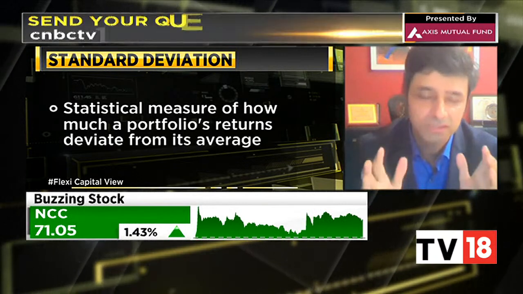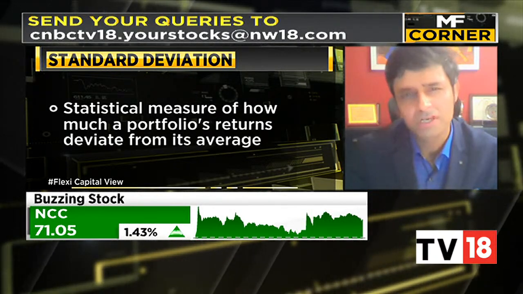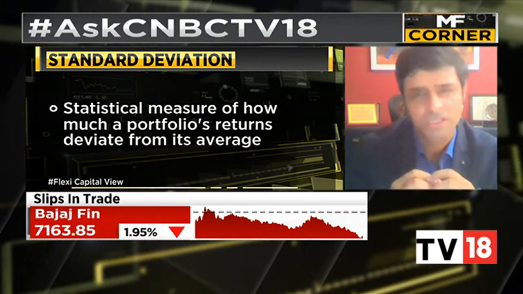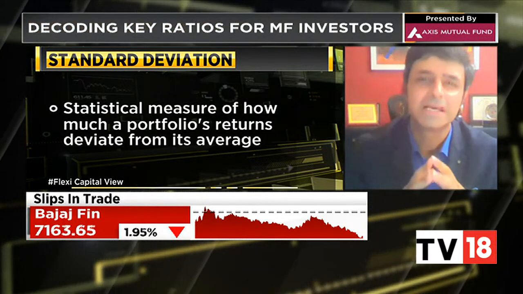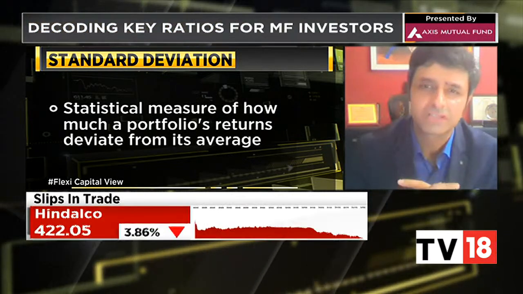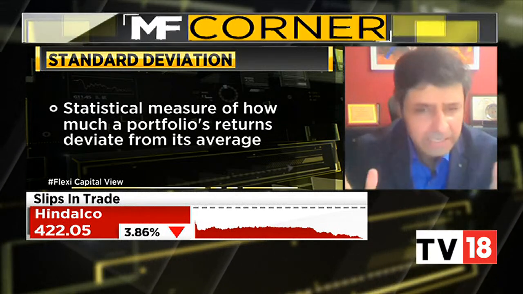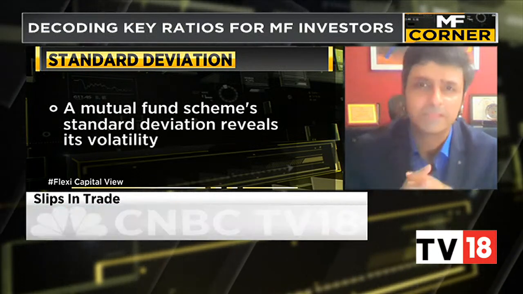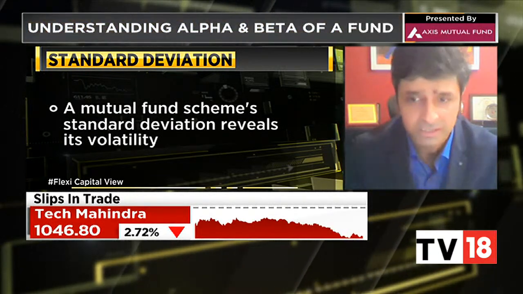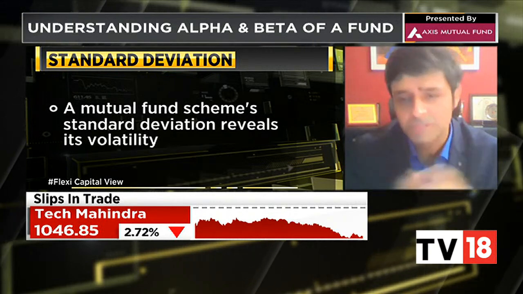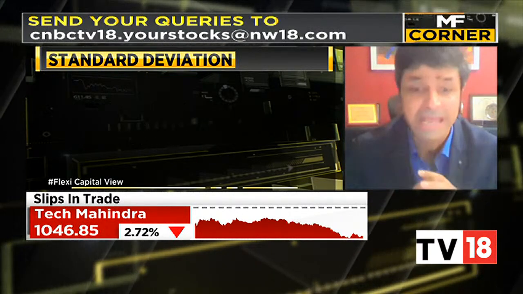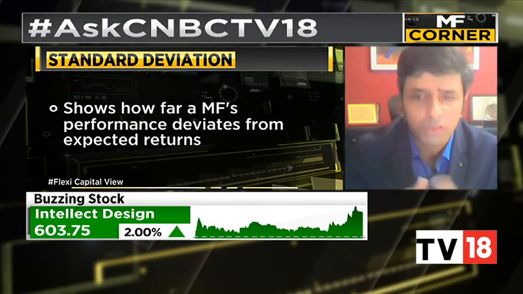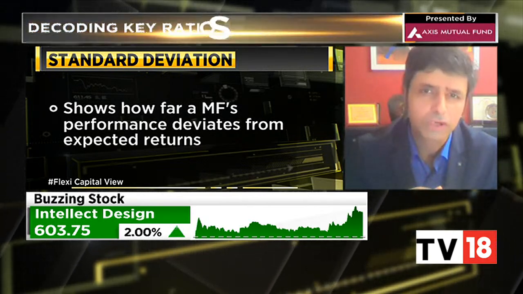This is a very important statistical measure, Sumaira, and what it basically does is measure how much a portfolio's returns deviate from its average, as the name in itself suggests. Typically, it reveals the volatility, which is how volatile a particular fund or even a particular stock is, for that matter. It shows how far a mutual fund's performance deviates from its expected returns, and therefore, to use standard deviation, Sumaira, as a performance ratio, one needs to compare 2 funds belonging to the same category.